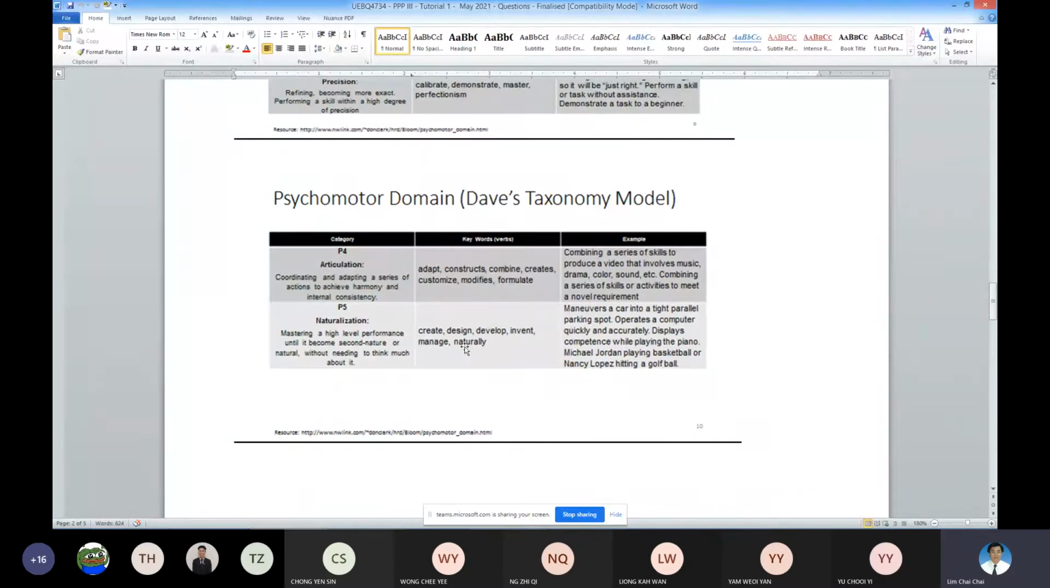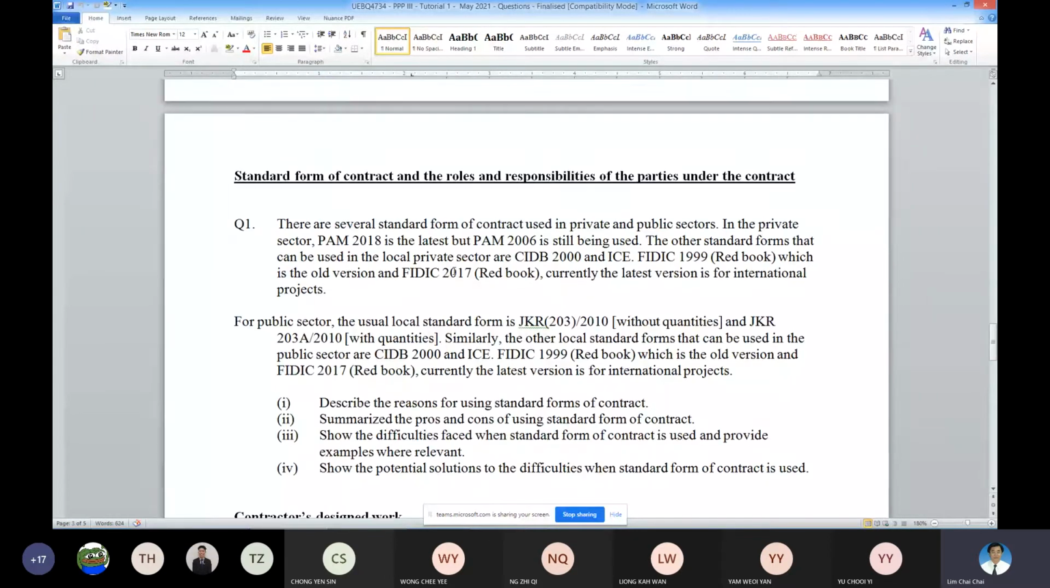So these are the keywords that assist you in identifying what domain and what level is required in the questions. With that as an introduction, we can start off with our tutorial number 1 session. Before you start answering anything, you have to carry out the analysis of every question.